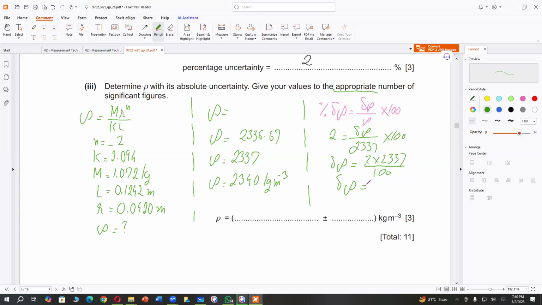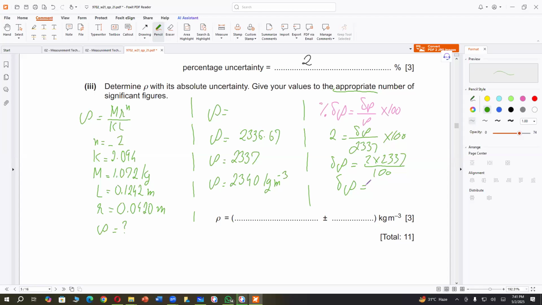Sir, 46.74. And 46. That's coming too big. How can uncertainty be too big? Sir, he said 2 times 2337 divided by 100. Acha, what answer are you telling me? 46, sir. I put the exact sum.